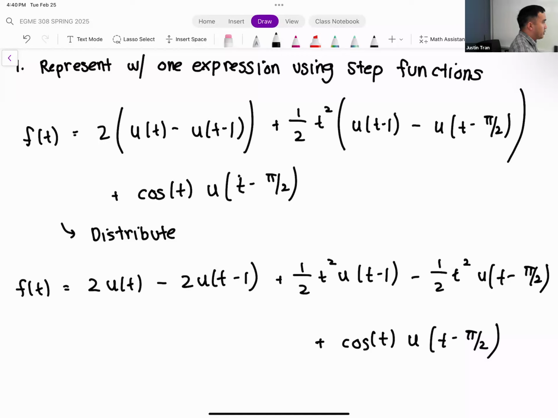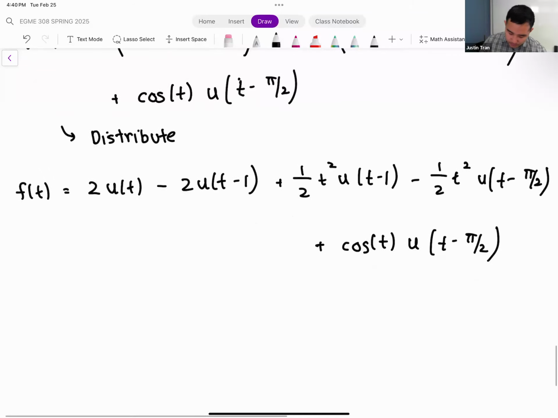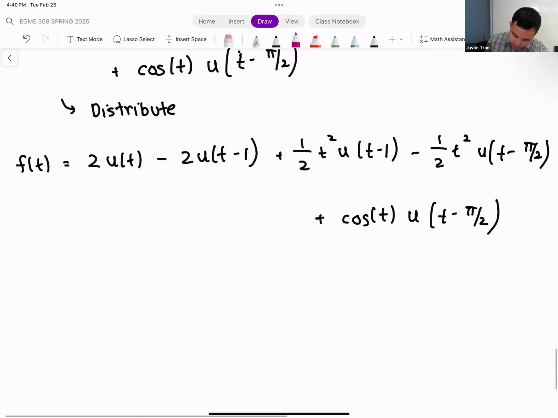All right, so we have a lot in Laplace here. There are actually 5 different expressions: 2 constant terms, 2 terms with 1/2 t squared, and 1 term with cosine t. So let's take the Laplace of this expression.